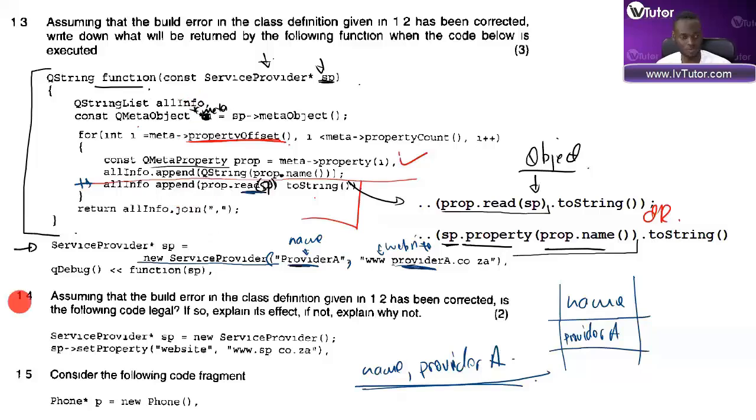Now let's go to properties 1.4. Assuming that the build error in class definition 1.2 has been corrected, is the following code legal? If so, explain its effect. If not, explain why not. Okay, what's going on here?